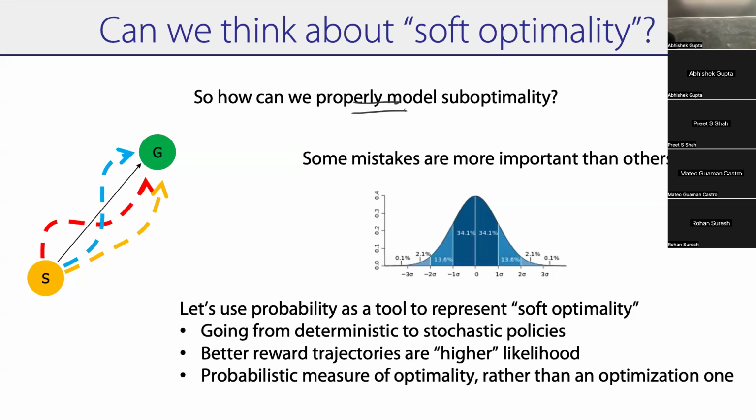So when we talked about optimality, it collapses to the policy just generating optimal behavior and having zero likelihood of suboptimal things. Whereas when you talk about soft optimality, it'll have some likelihood of generating suboptimal behavior, but just proportional to the reward. Better reward trajectories are higher likelihood. You're going to go to stochastic policies, and this gives us a probabilistic measure of optimality rather than just a point estimate.